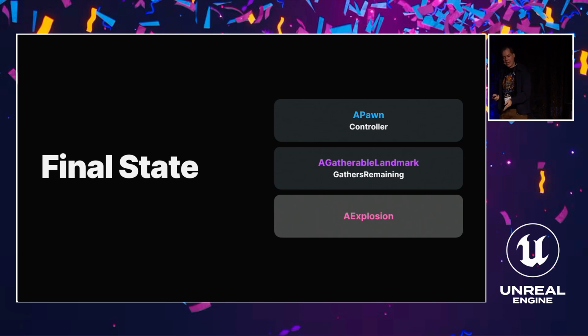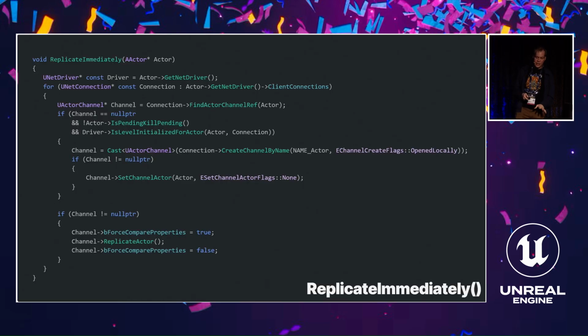By putting replicate immediately in either begin play or destroyed, you will guarantee that it exists on the client for at least a single frame. And yeah, you'll guarantee that they always see the explosions. This is the implementation, last slide I swear. We're going to iterate over all of our client connections, and that makes it safe to call on clients because it'll just do nothing.